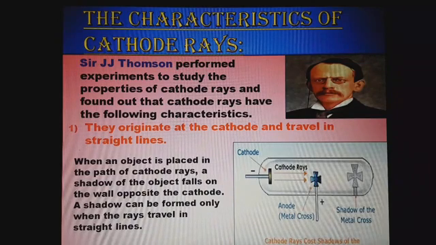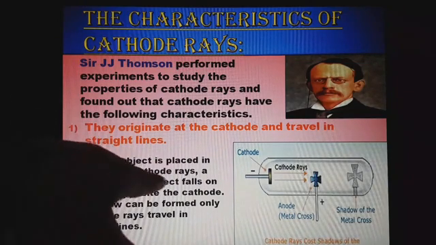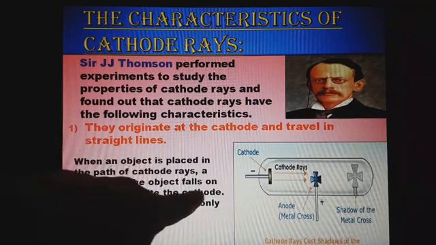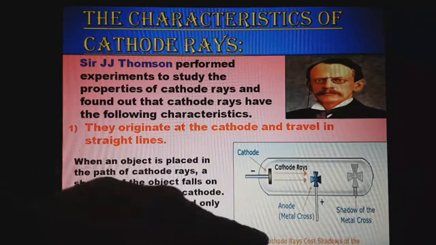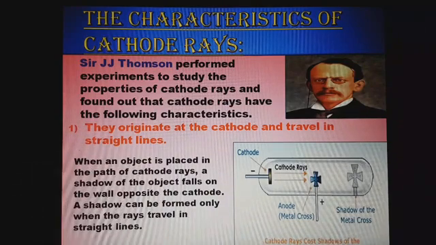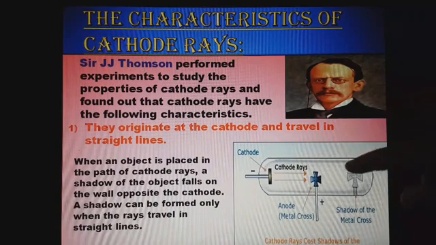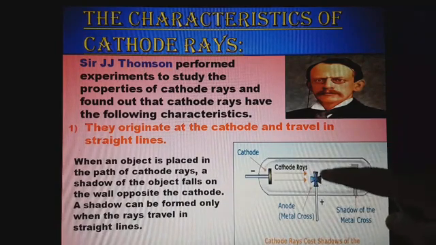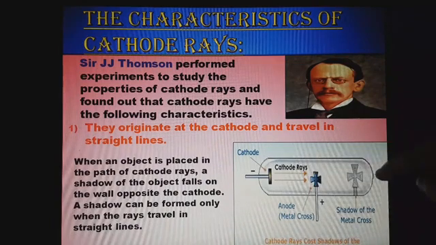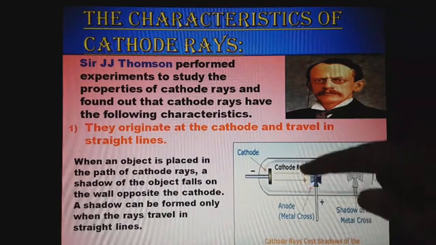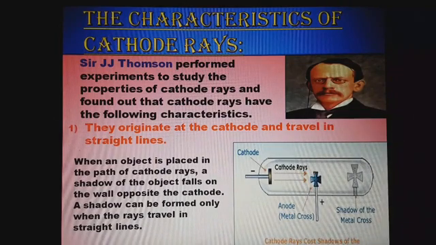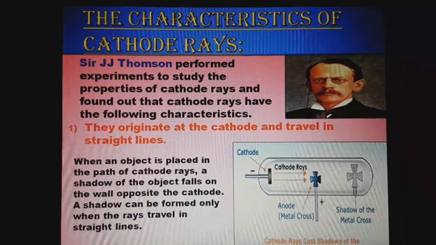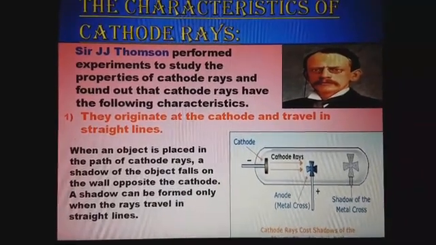So what happened when an object is placed in the path of cathode rays? A shadow of the object falls on the wall opposite the cathode. A shadow can be formed only when the rays travel in a straight line. So this was the conclusion. When an object was placed in the path of cathode rays, a shadow was formed, and this shadow can be formed only when the rays travel in a straight line. So this proved that cathode rays travel in a straight line. I think this concept is clear. Now let's see the next.